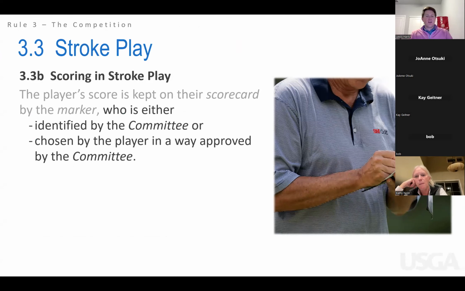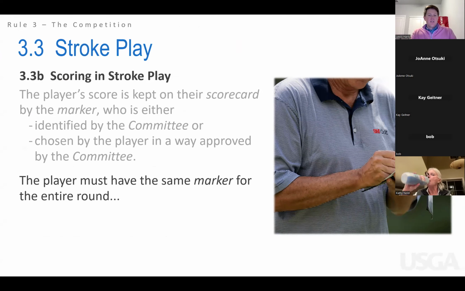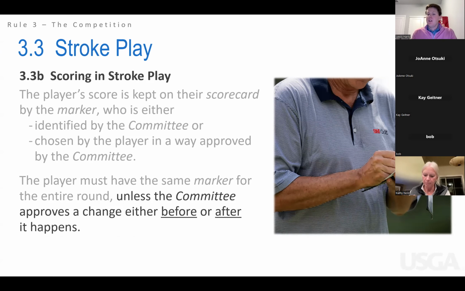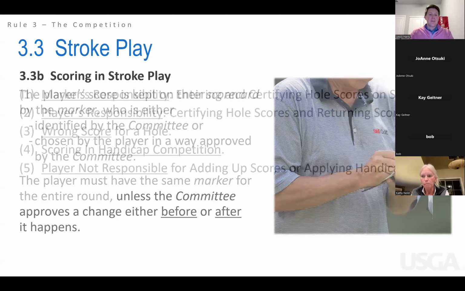Scorecard is kept, scores on the card by the marker. Typically, we have to have the same marker throughout our entire round. Once a marker has been designated as your marker at the beginning of the round, typically they're going to be your marker for all 18 holes. Unless the committee either approves a change before or after it happens. Maybe somebody withdraws, they're feeling sick, they pull out, they're not going to finish the round. Someone might be able to choose to switch that marker. The committee might make a switch of the marker for you.